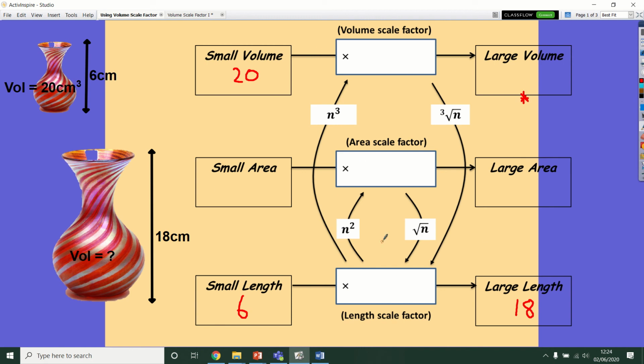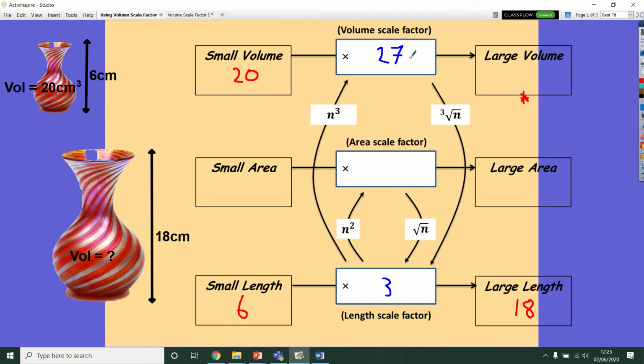And we can use the way that we get around the grid like normal. Right, 6 and 18. What's the scale factor? 6 times by, and it's 3. Then to get from here, I can go up this arrow to get to the top. The volume scale factor is the cube of 3. 3 cubed is 27. It helps to know your cube numbers to stop you having to think about it every time.